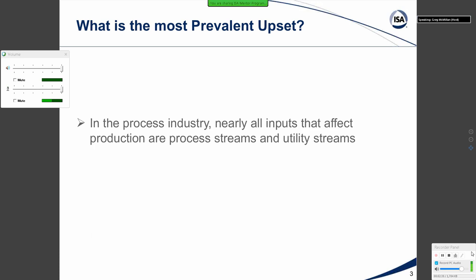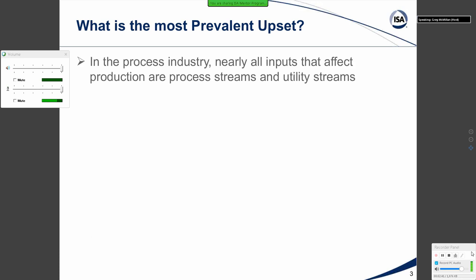So what is the most prevalent upset? In the process industry, nearly all inputs that affect production are process streams and utility streams. Often we think of these as liquids and gases, but they could be solids, and in fact, they could be sheets. So we have to look at a broader view of what we mean by stream.